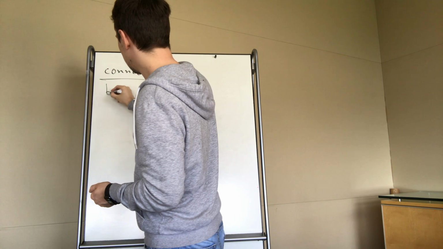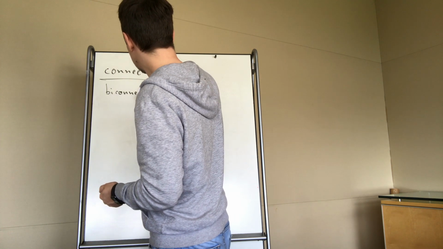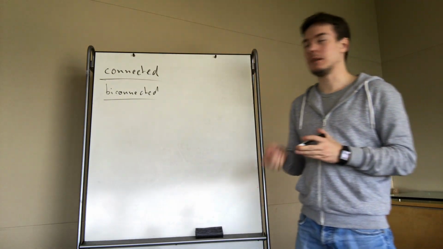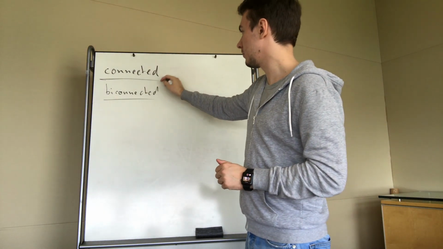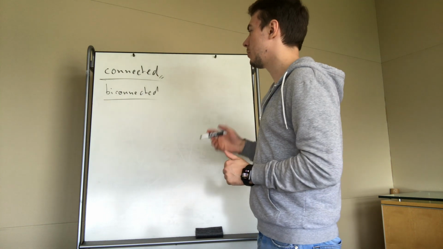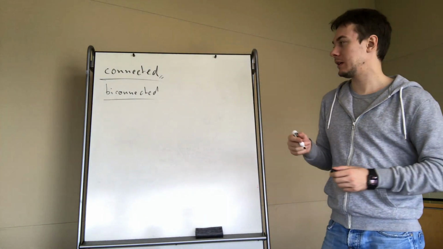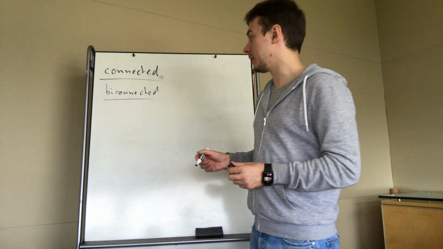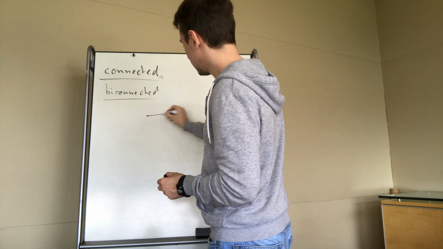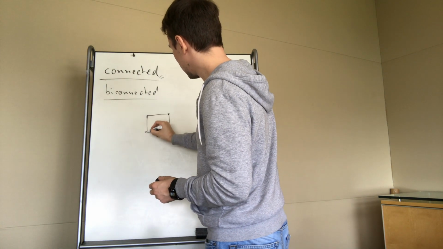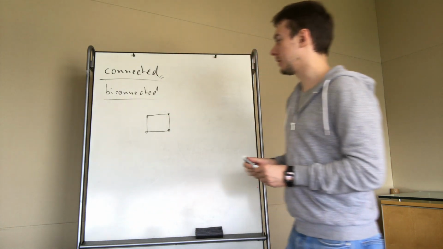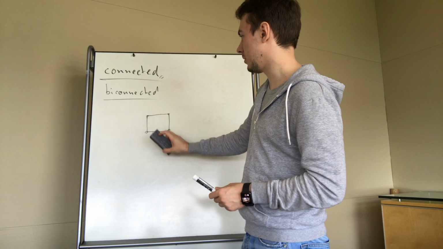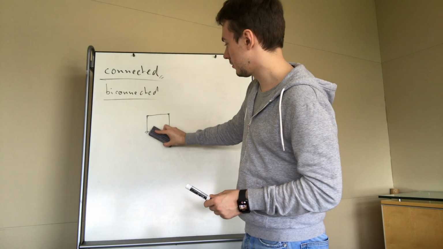The second definition. Biconnected graph. Biconnected graph is a connected graph where you can remove any vertex with its edges, and it is still gonna be connected. This is a biconnected graph because if you remove any vertex with its edges, it is still gonna be a connected one.